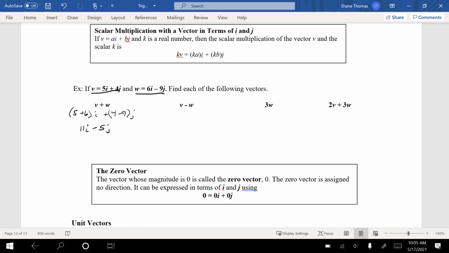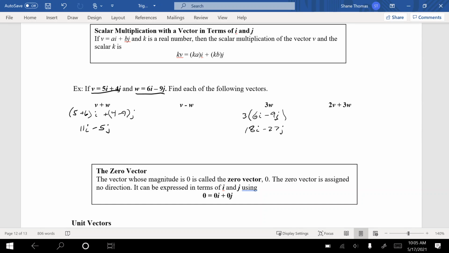Okay, I'm going to flip over to 3W. So if I have 3W, I have to essentially take 3 times everything. So 3 times 6 is what? 18. 3 times 9? There we go. That would be 3W.